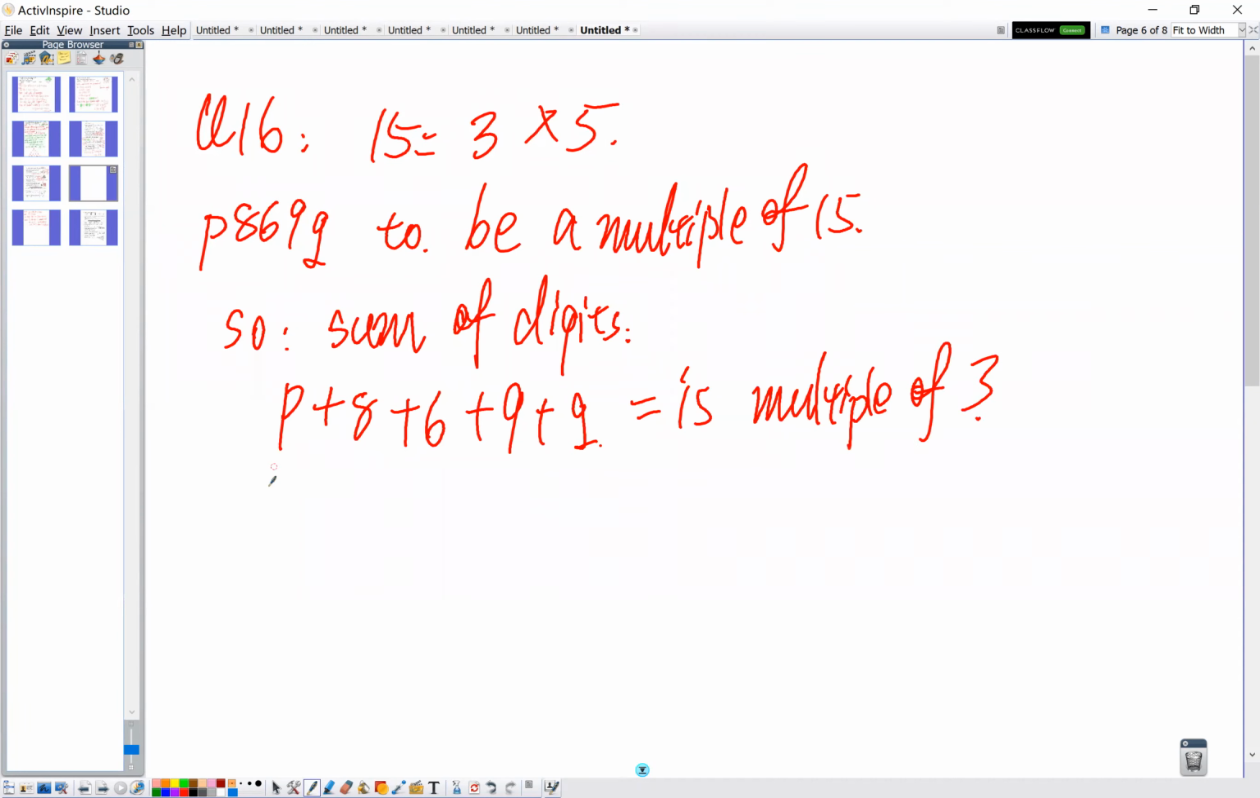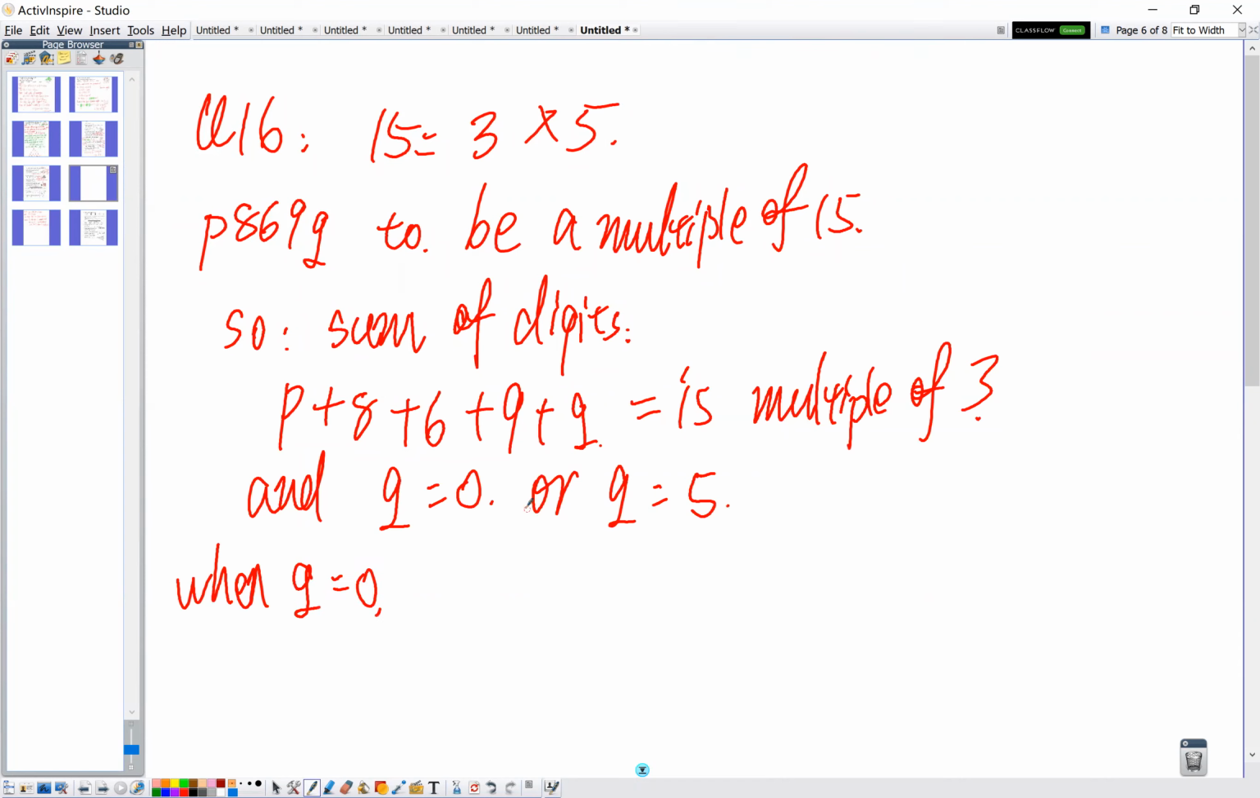This is a multiple of 3, and Q becomes 0 or Q becomes 5. So we can discuss this separately. We discuss this one separately. So we can say when Q becomes 0, what's going to happen? So the sum we have is actually 23 plus P.